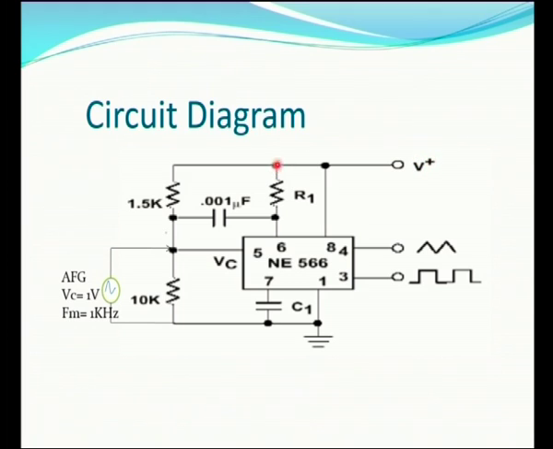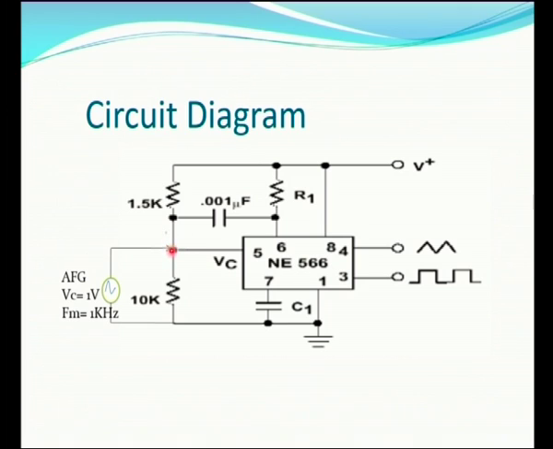From the VCC, the resistor R1 is connected to pin number 6. From the VCC, the resistors R2 and R3, which form a voltage divider bias, are connected between the VCC and pin number 5.